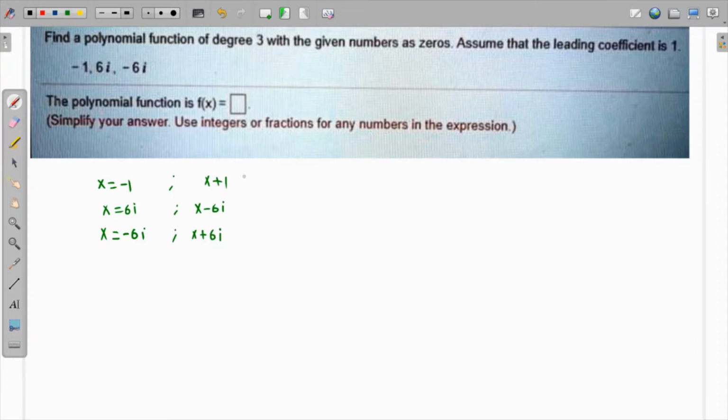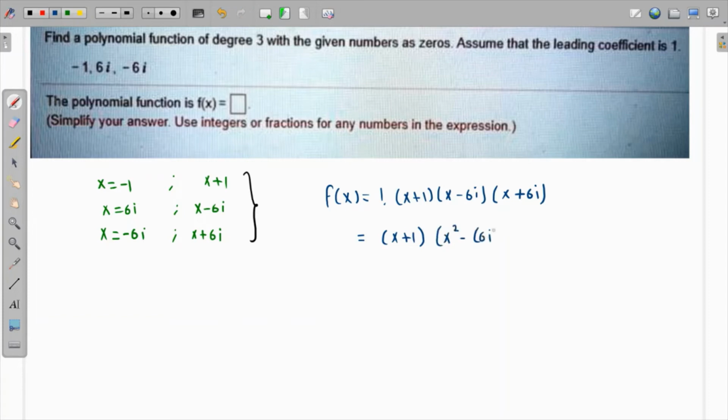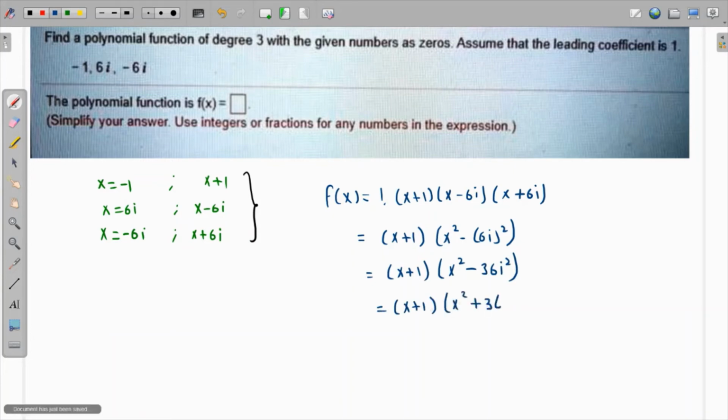If these are the factors, then the polynomial function is going to look like: leading coefficient 1, times the multiplication of all the factors, x + 1 times x - 6i times x + 6i. So that will be x + 1 times, now (x - 6i)(x + 6i) will be x square minus 6i square. So that's going to be x + 1 times x square minus 36i square. So this will become x + 1 times x square + 36. So this is the required function.